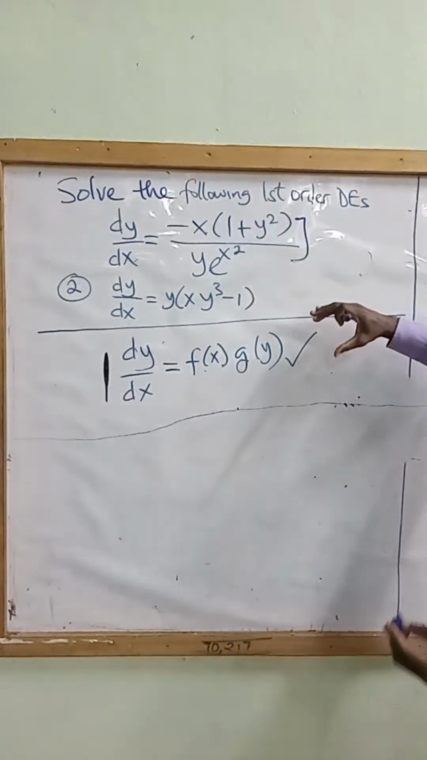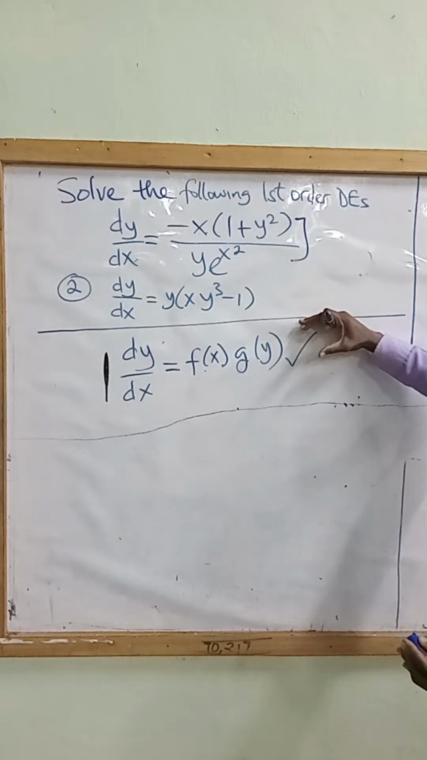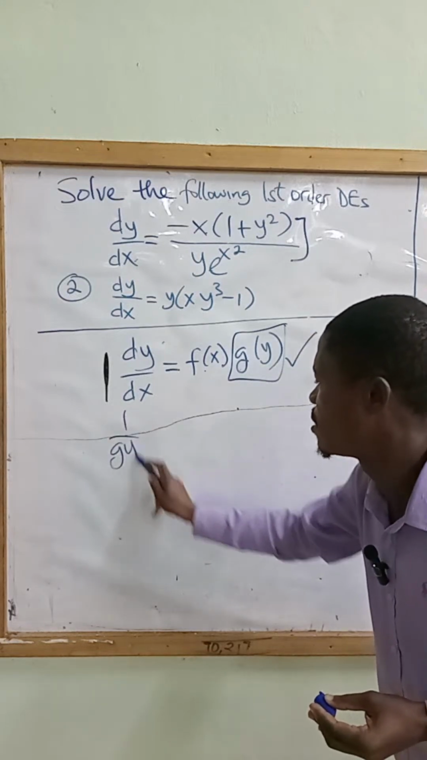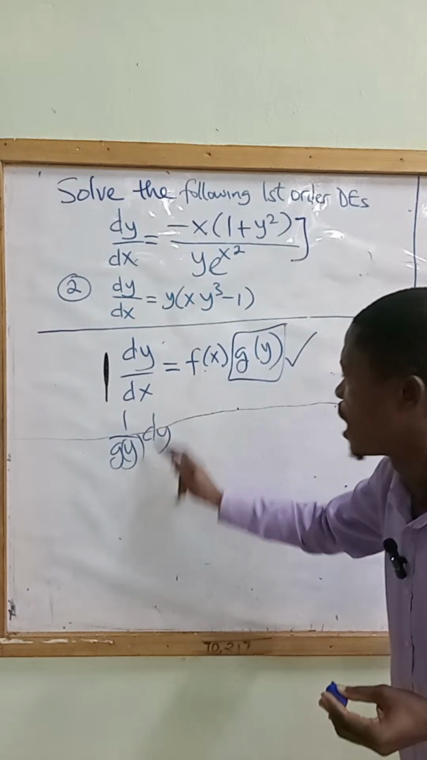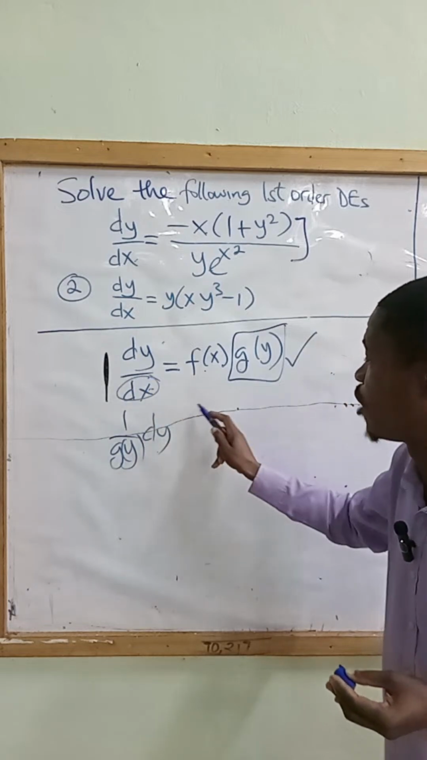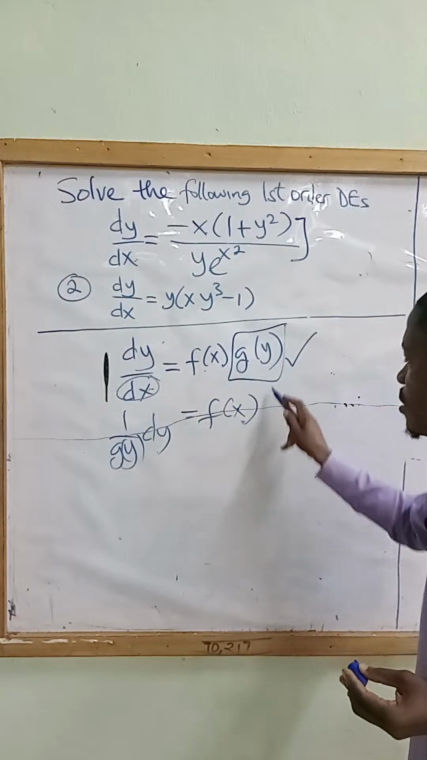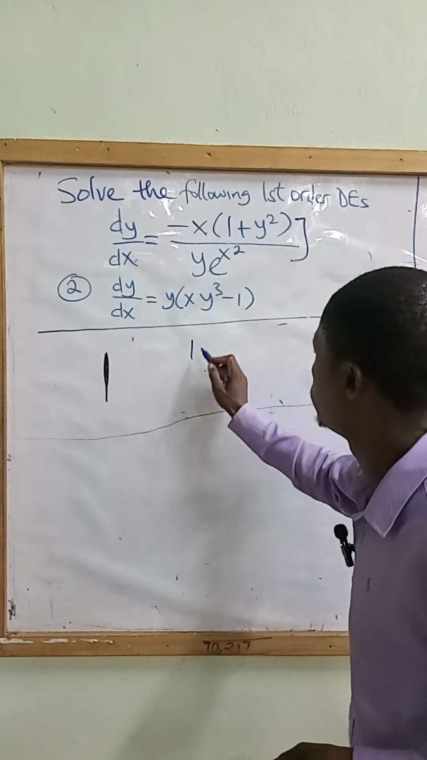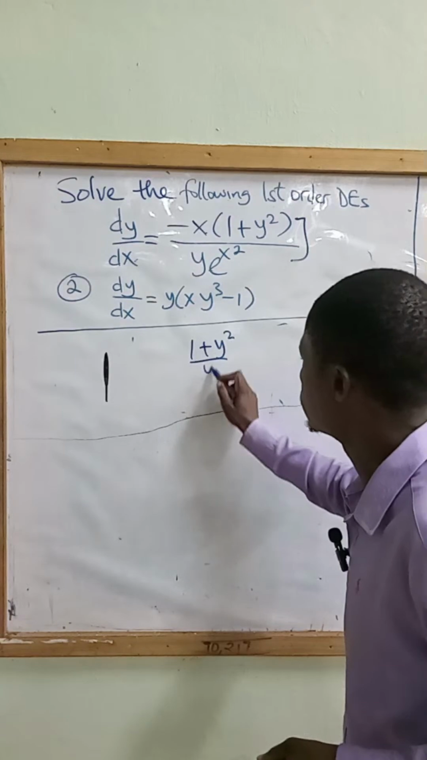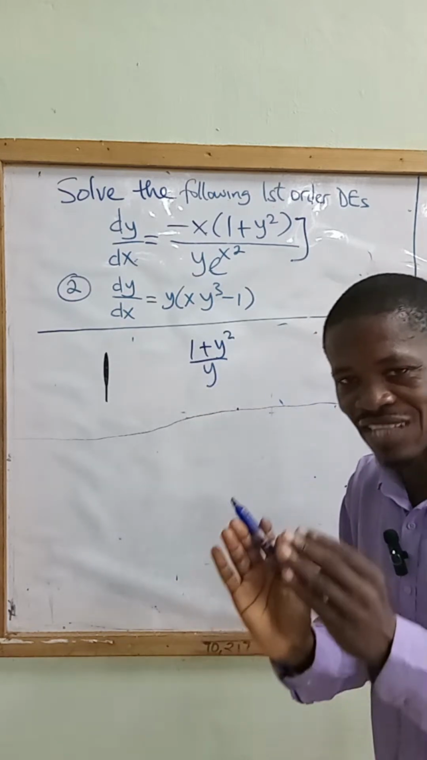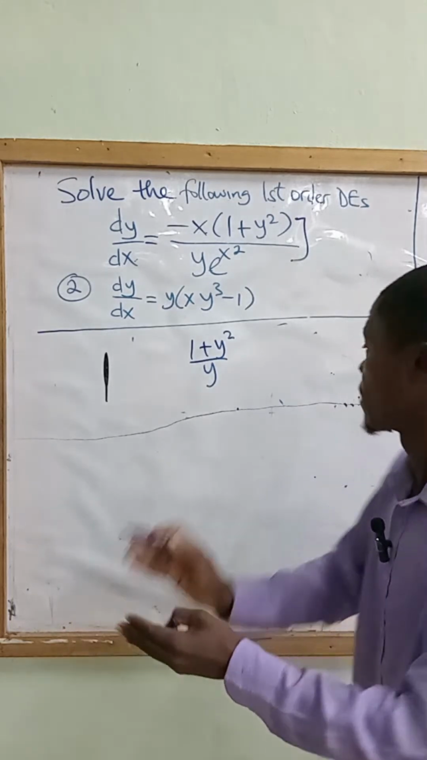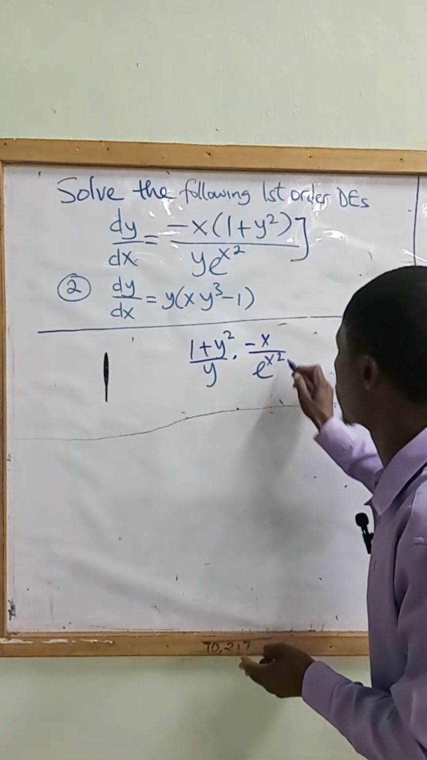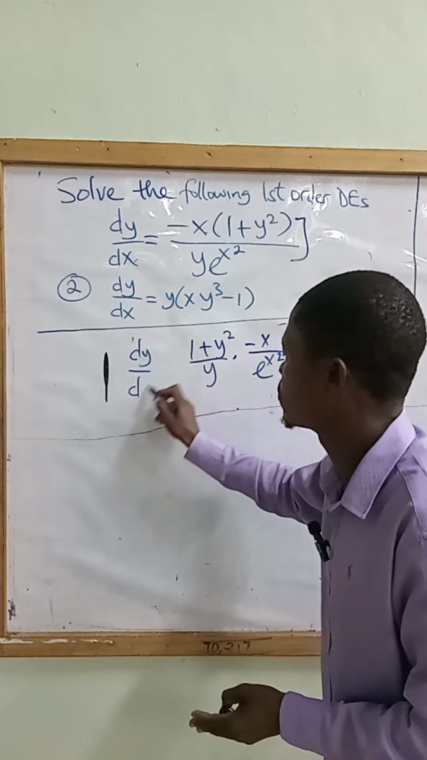For the format we have here, you remove this from here, and that will be 1 over g of y dy, and then the dx will leave this place, and that will be equal to f of x dx. Separate the variables. This is 1 plus y squared over y. Let us isolate the function of y. The second one is minus x over e to the power x squared. This is your dy/dx equal to.